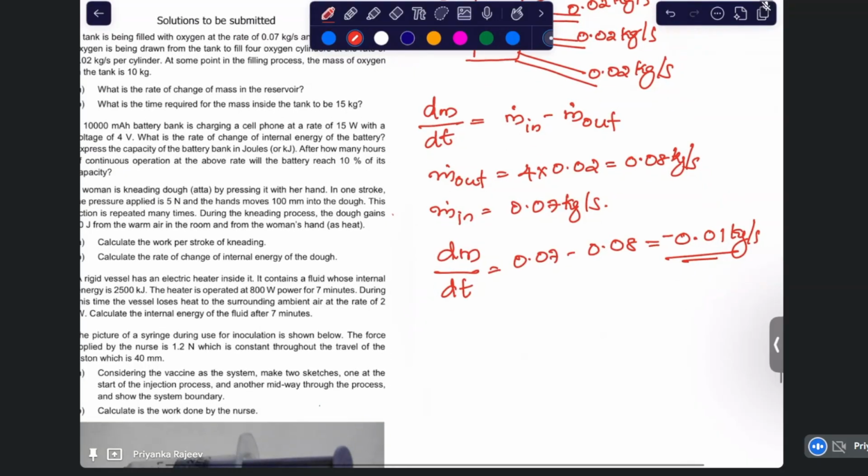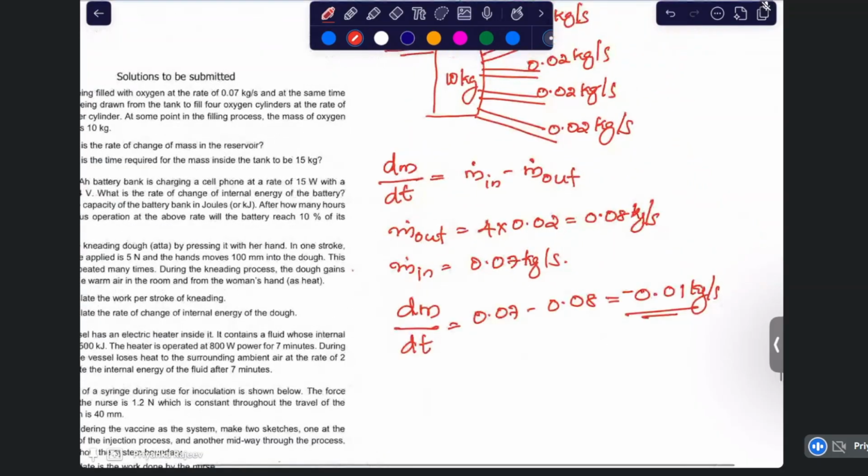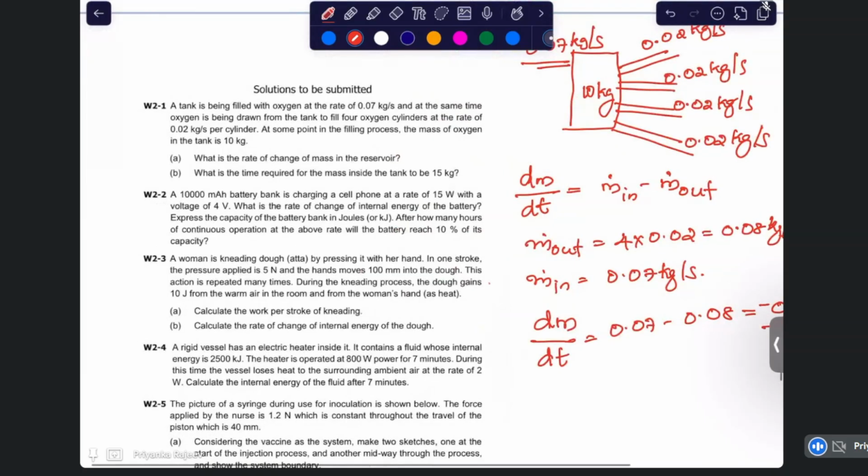So if it is depleting, it is never going to increase to 15 kilogram. So the answer for the second question is never. Time required is not at all a question because it is depleting. The question should be like, when will the tank be getting empty? So the rate of change of mass in the reservoir is negative 0.01 kilogram per second.